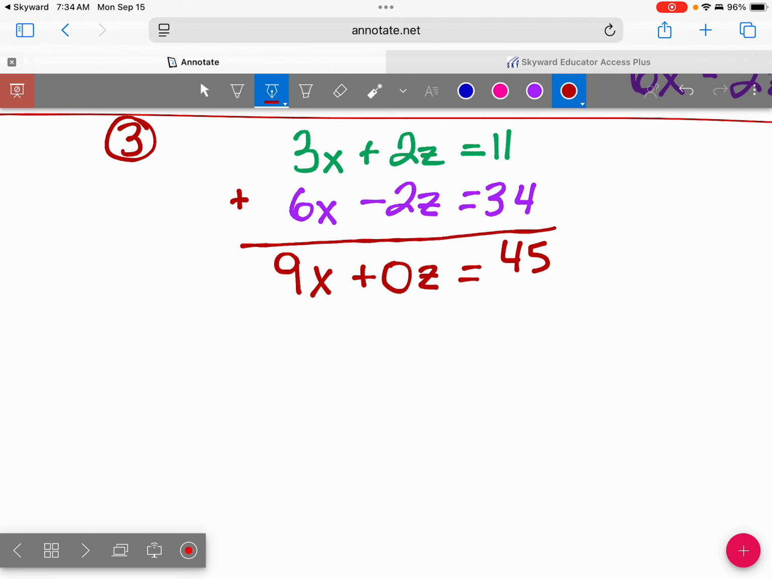Okay, so now that I've fixed all that stuff, now we're here at 9x plus 0z equals 45, which means our z's canceled out, and we're left with just the 9x equals 45. What do I do to figure out what x is?